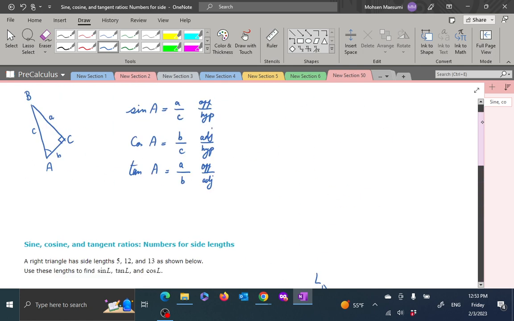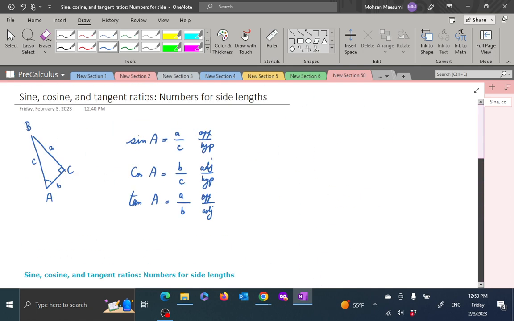So again, we have this definition for sine, cosine, and tangent ratios. We have three sides, and we can make six ratios out of them. These three are the primary ones that show up on your calculator, and the reciprocals of these are the secondary ones that you obtain by taking the reciprocal.